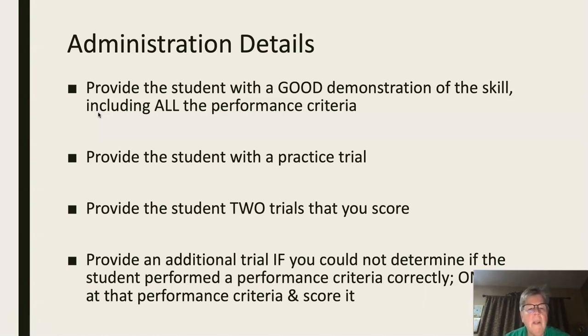demonstration. Similarly to the TGMD-2, you're going to provide them with a practice trial, and then you will provide them with 2 trials that you score. Again, as you're scoring those trials, if you happen to miss their performance on a specific criteria, it is okay or permissible to allow an additional trial, but you're only going to score that performance criteria that you missed their performance on. And so not rescoring the whole task, again, just the performance criteria that you could not determine if they were successful or not.